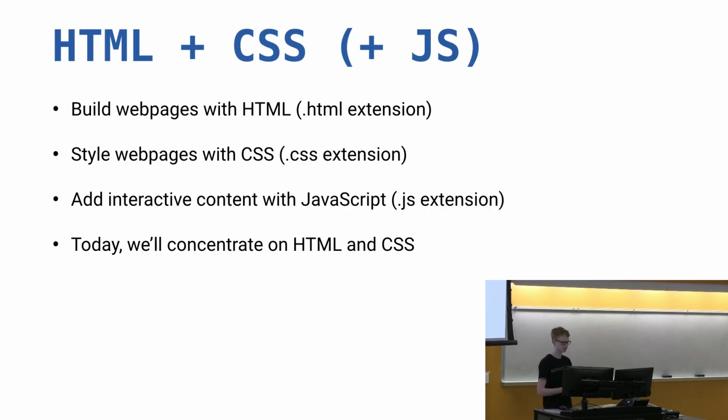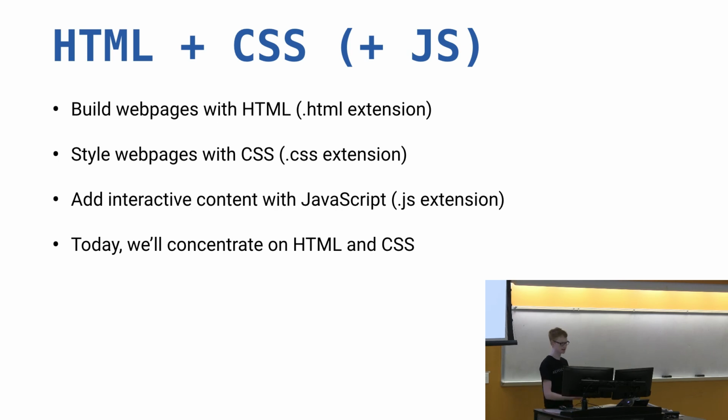So how do we actually build our own personal website? Well, the basics start with HTML and CSS and JavaScript. You've probably heard of HTML and CSS, right? No. Who has not heard of HTML or CSS? Oh no. Okay. Well, that's okay, because we build web pages with HTML, with the .html extension. Then we style our web pages, make them look pretty with CSS. And if we want to add interactive content, we use JavaScript.